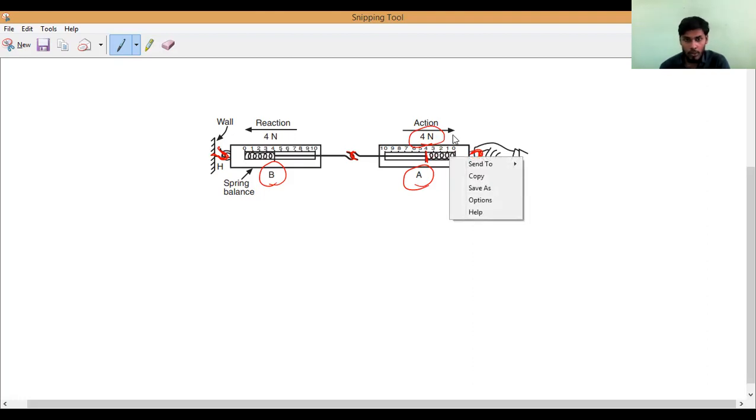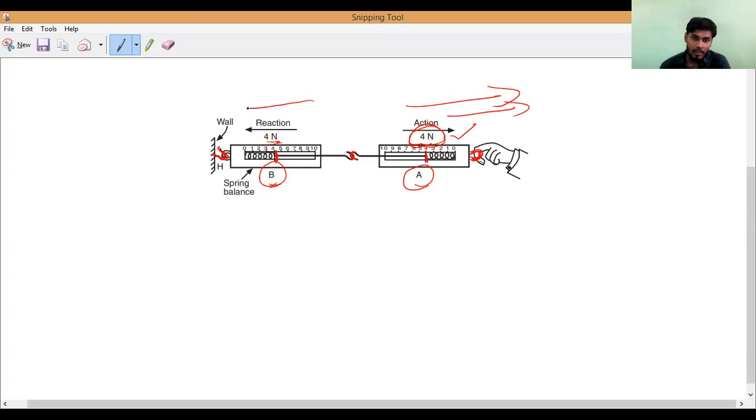If I am exerting the 4 Newton force here, this is called action. I am trying to pull like this: action. Then you may observe in spring balance B also, how much is the spring expanding? The same 4 Newton. If I exert 4 Newton force in this direction, then here the force is acting in the opposite direction, the same amount of force but in the opposite direction. Yes or no? Yes, sir. Suppose I increase the force to 5 newtons, then what will happen? Here also it will increase to 5 Newton.